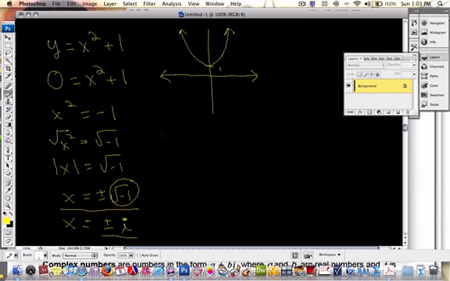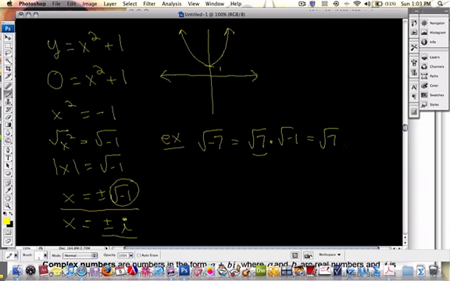So, for instance, I could take another imaginary number, such as the square root of negative 7. This is not a real number. But I can rewrite this as the square root of 7 times the square root of negative 1. Split it up like that. Square root of 7 is a real number. It's an irrational number, but it is real. I can think of this as square root of 7 times i. So in a sense, I've quarantined the imaginary aspect of this number all in this i.